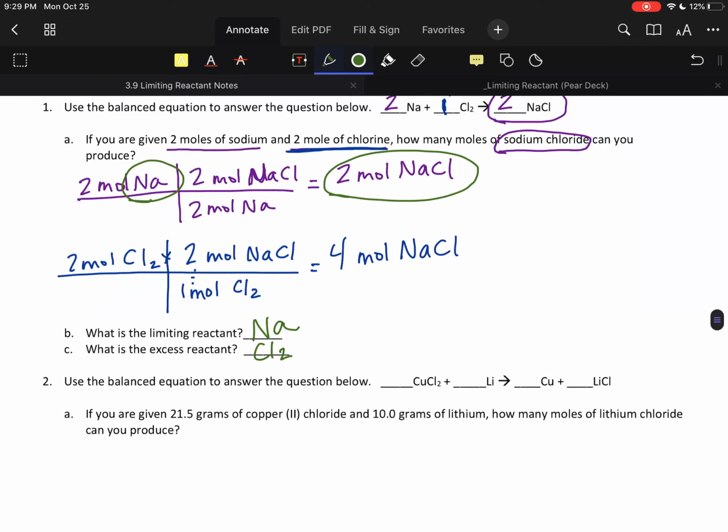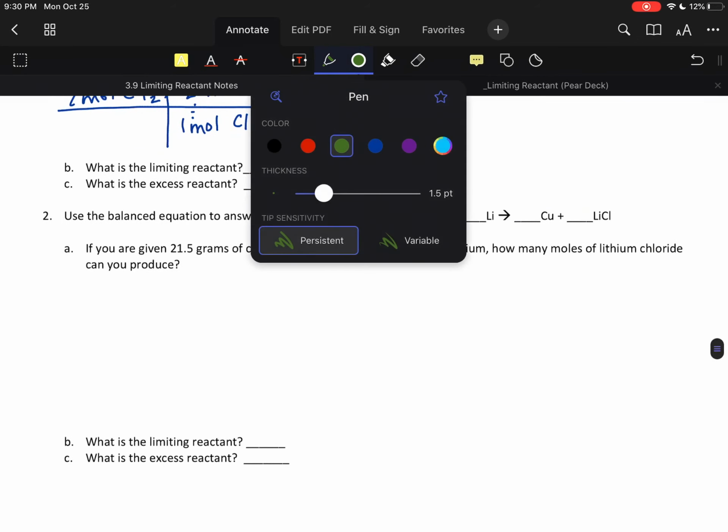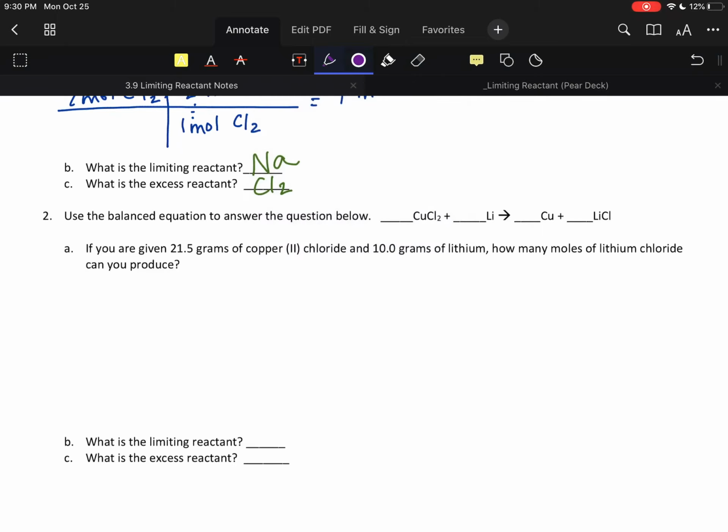It's all been reacted. Let's look at another one here. So first I'm going to balance my equation. So copper, I have 1 each. I'm good.